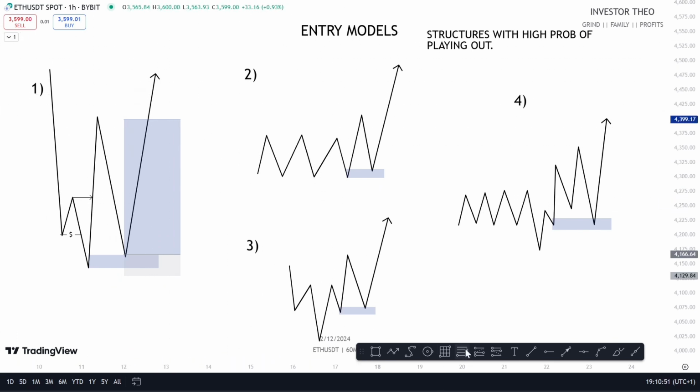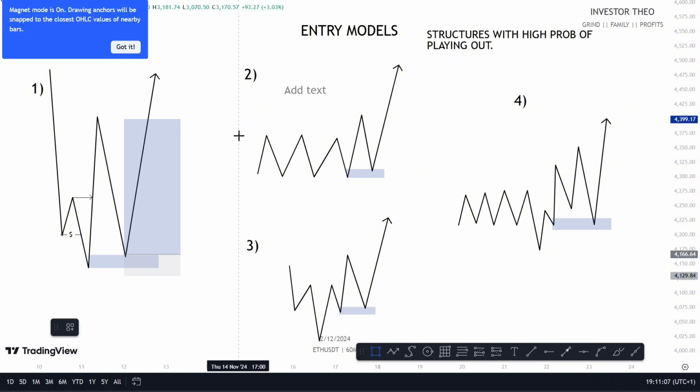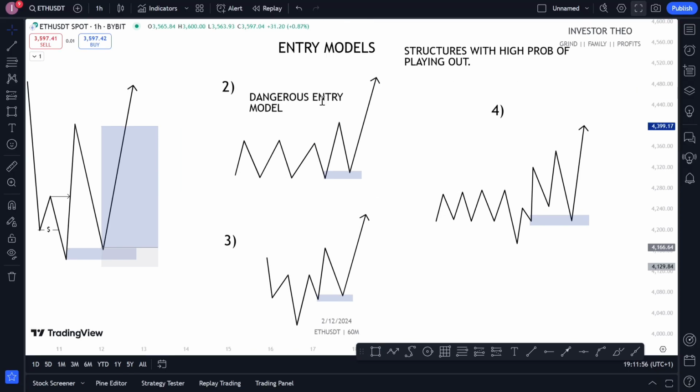Entry model two. Now I call this a dangerous entry model. It's dangerous, but that doesn't mean it doesn't work. Why do I call it dangerous? Because it works on consolidations, and we are aware that during consolidation, markets. Okay, I think I have to type that again. So we have the dangerous entry model on our screen. Now, why is it called a dangerous entry model? Because this is showing consolidation of price.